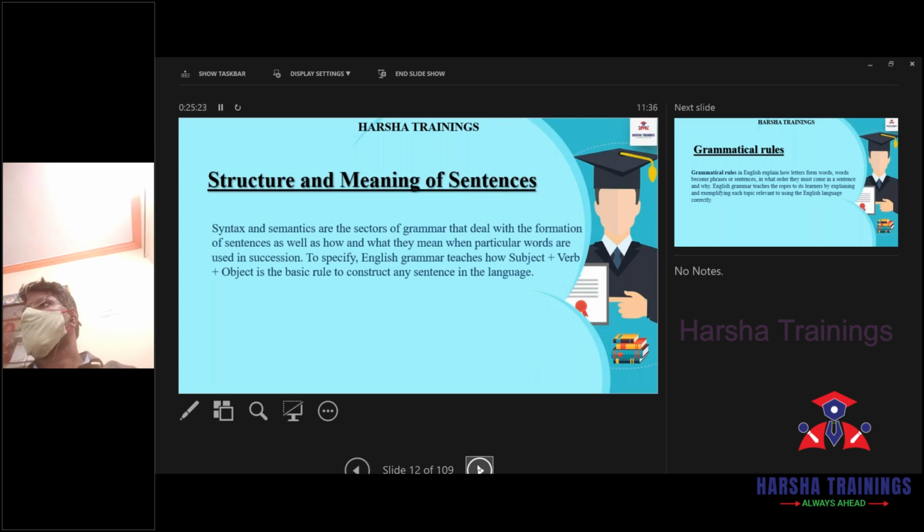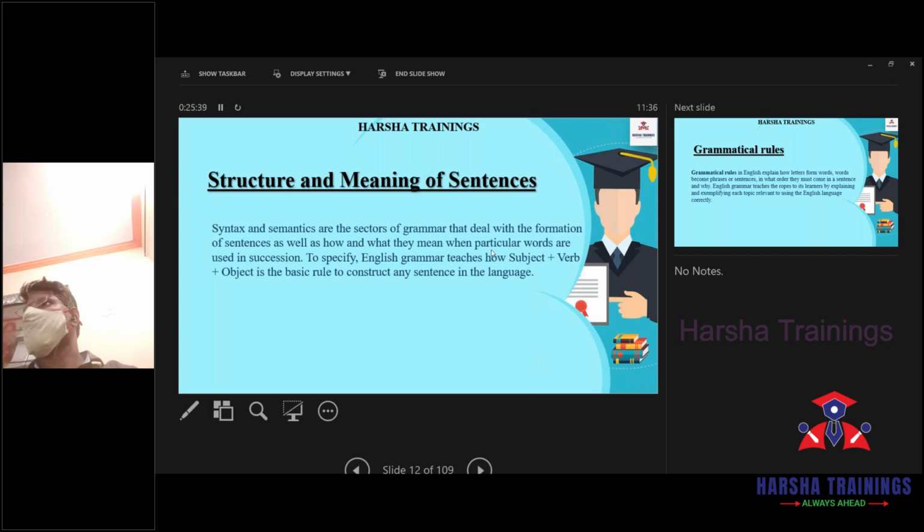Now coming to the third and fourth, that is syntax and semantics. These are the part of grammar that deals with the formation of sentences. Important? Yes.